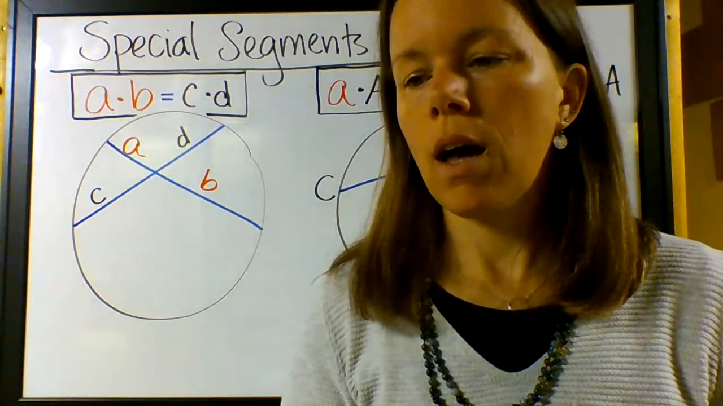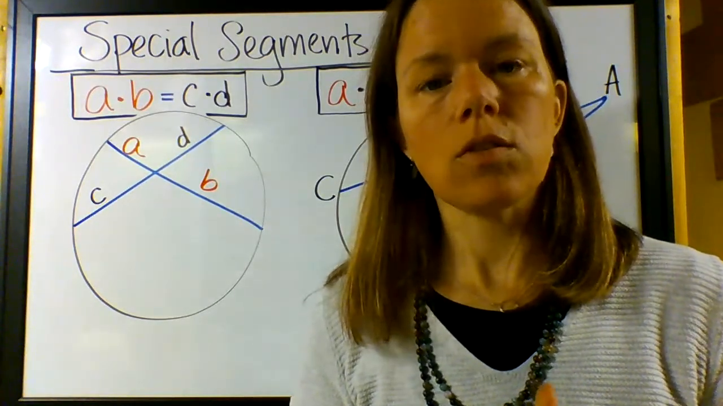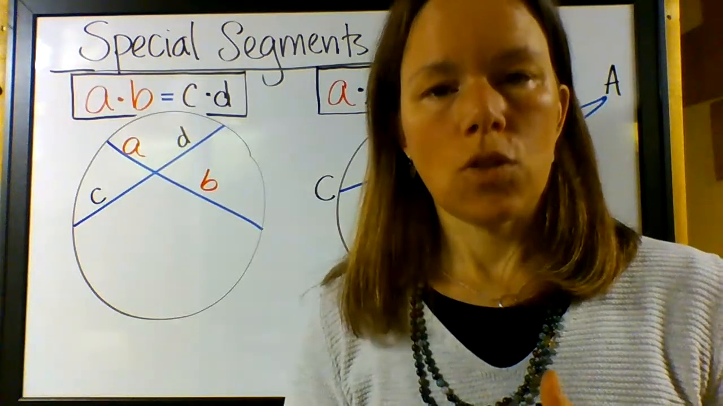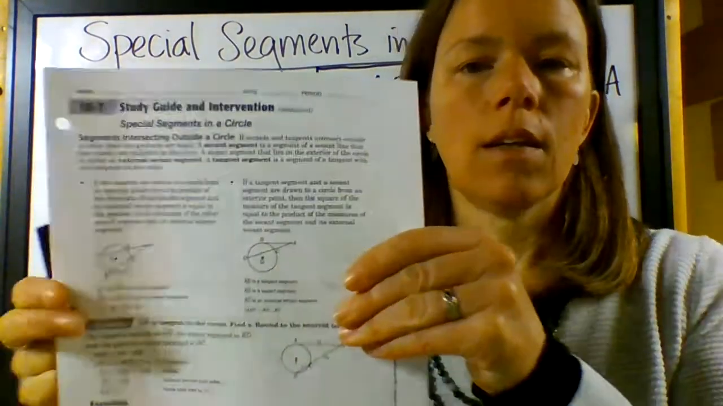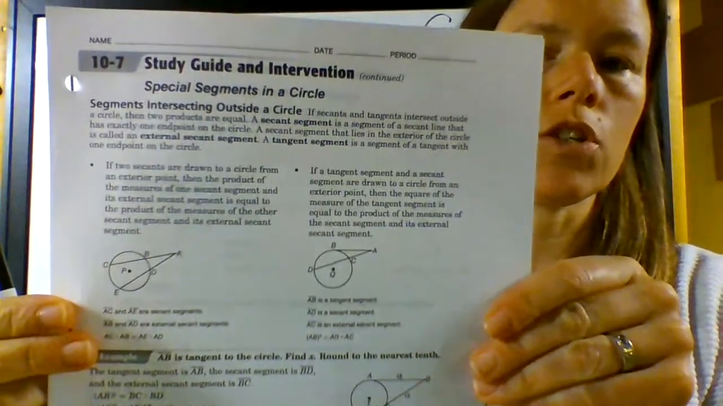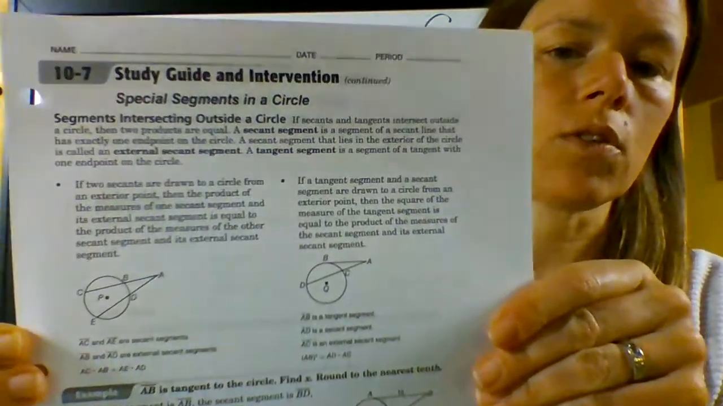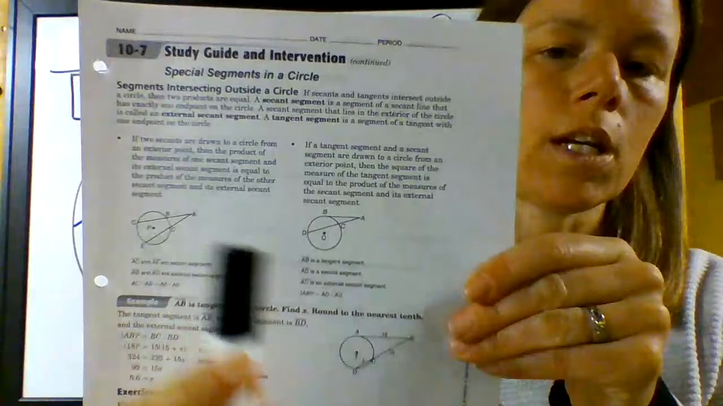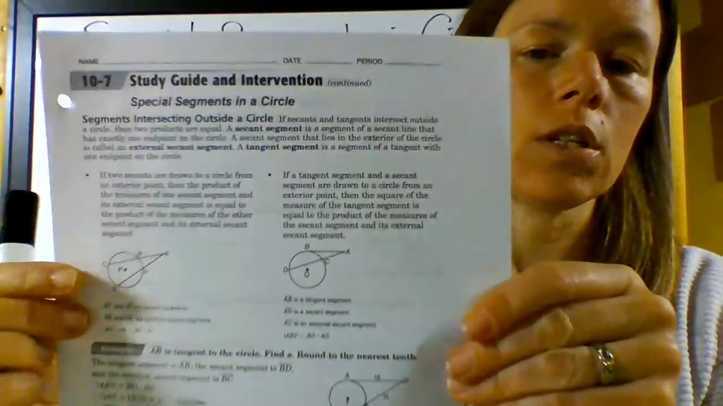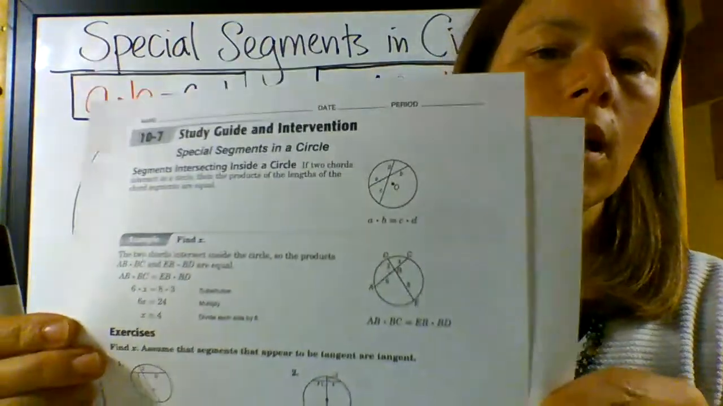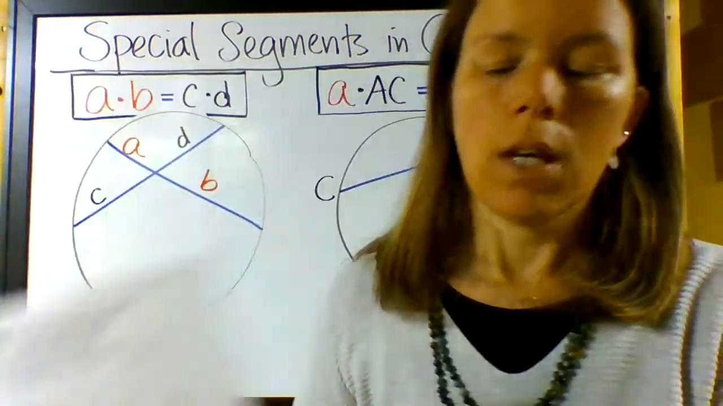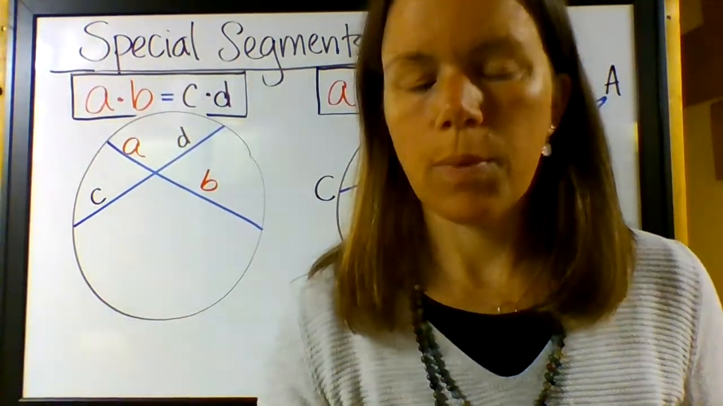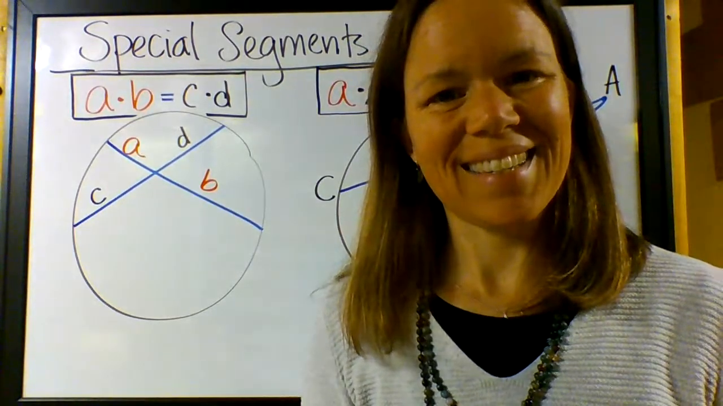Okay, so on the 10-7 study guide, this is called special segments in circles. This is the second page, so you can see that there are two explanations. One is with a tangent, and I want you to just take a look at that. And then there is an explanation on the first page as well, and both pages have examples. But let's just talk about that briefly and see how it works.